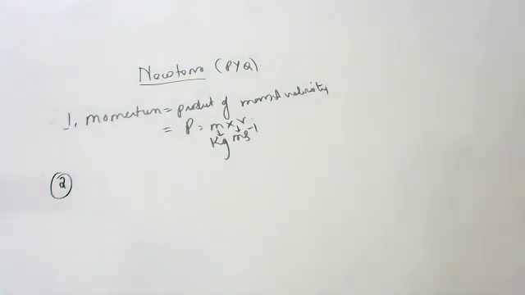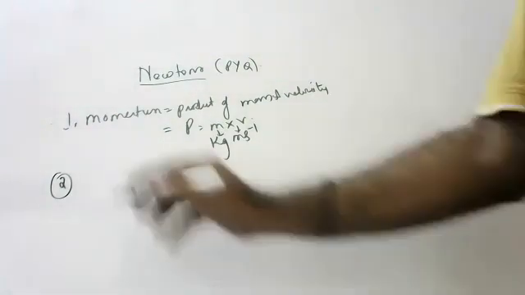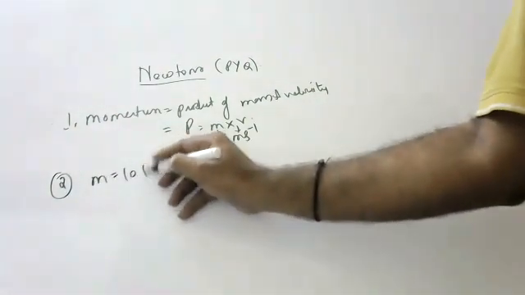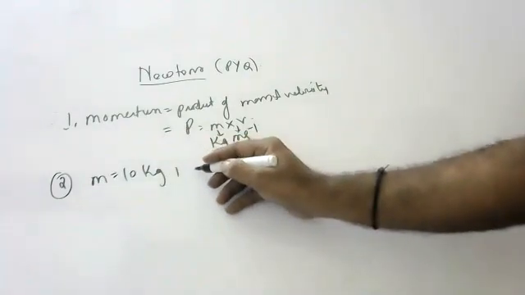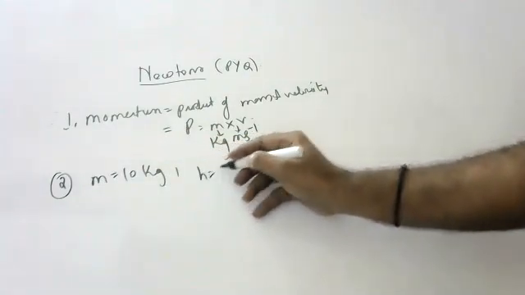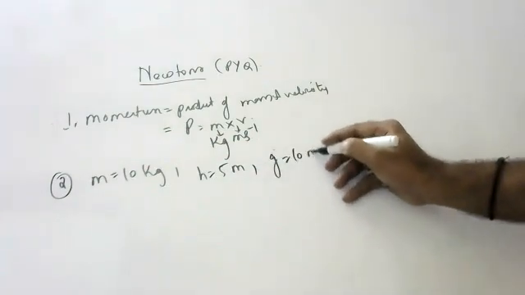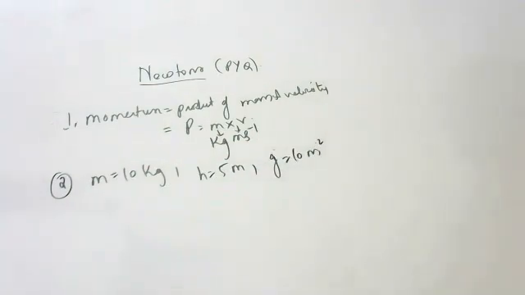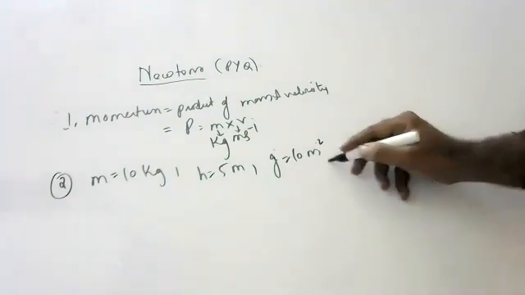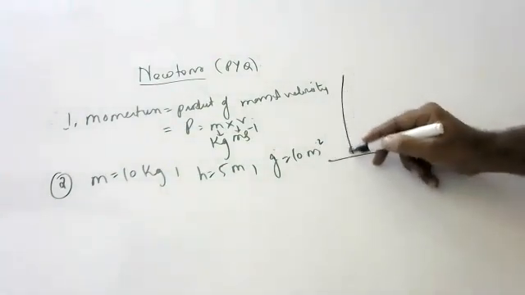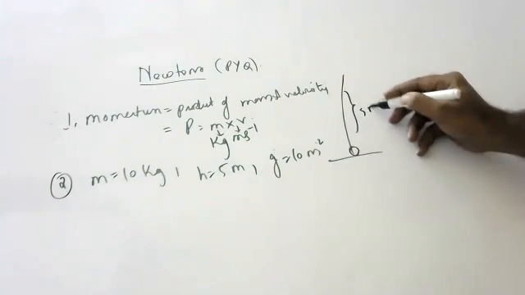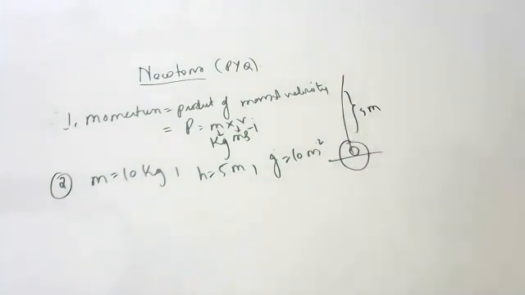Second question. How much momentum will an object of mass 10 kg have if it falls from a height of 5 meters? What is the momentum, children? A body is falling from a height of 5 meters, and on falling to the ground, what is its momentum?